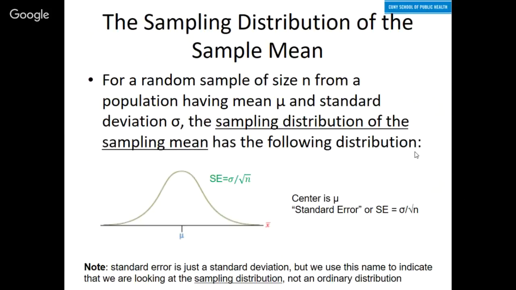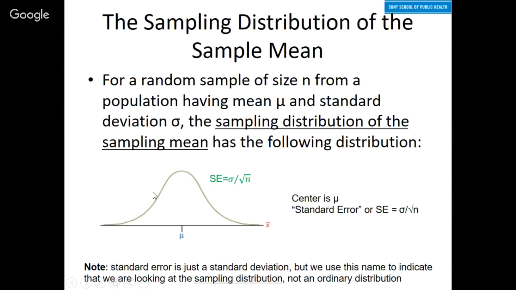So, put it all together: for a random sample of size n, population mean mu, and standard deviation sigma, the sampling distribution of those sampling means, so the means of the samples, has the following distribution. The mean is again mu, and the standard deviation is this thing we call the standard error, which is equal to the population standard deviation over the square root of n.